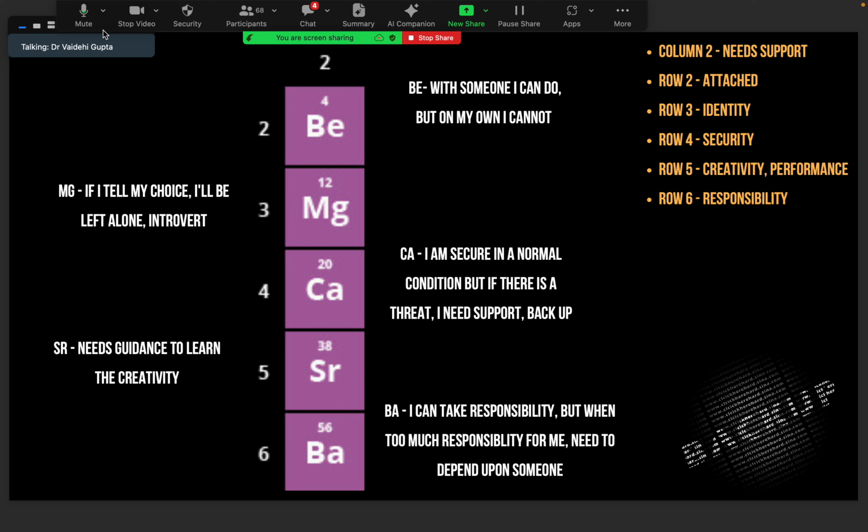Barium: I can take responsibility because it is the row of responsibility. I can take responsibility, but when there is too much responsibility for me, I need to depend upon someone. He can take responsibility in a normal condition, but when there are lots and lots of responsibilities, he can't hold it anymore. So they need a backup plan so that he can be dependent on others.